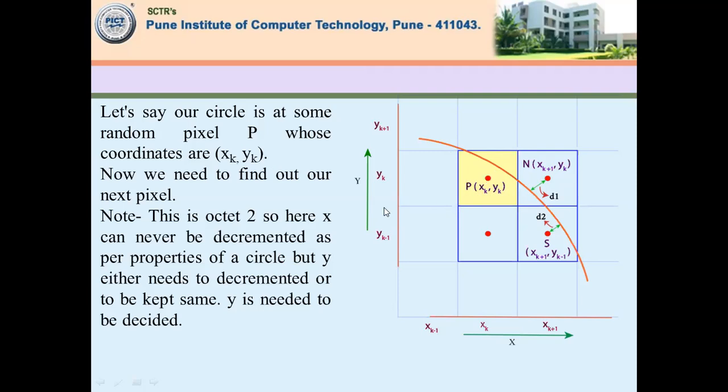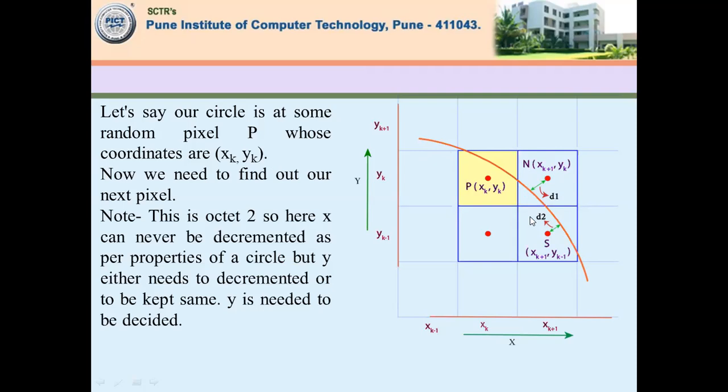Now we need to find out our next pixel, similar to the line drawing algorithm. So whether you are going to move further, that is forward, this is the north direction, so it is indicated by N, and this is the south direction, so it is indicated by S basically. So this is the expected perimeter of the circle, or the points through which the circle needs to pass, right?